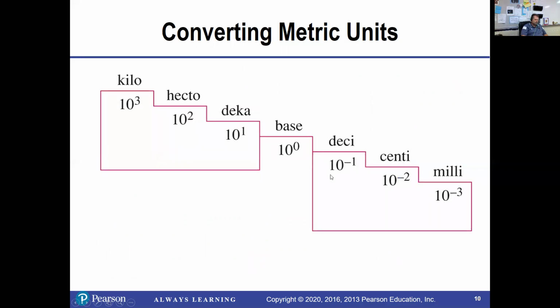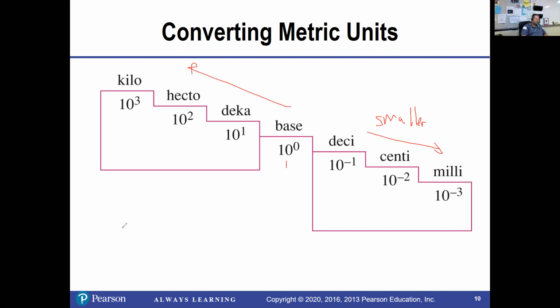Now, converting. This is your base, and your base is always 10 to the 0, or 1. As I go down, you have fewer of these; these are smaller. So as you go down, you get smaller. As you go up, you get bigger, but it takes more of your base units to make these. It takes less of these.